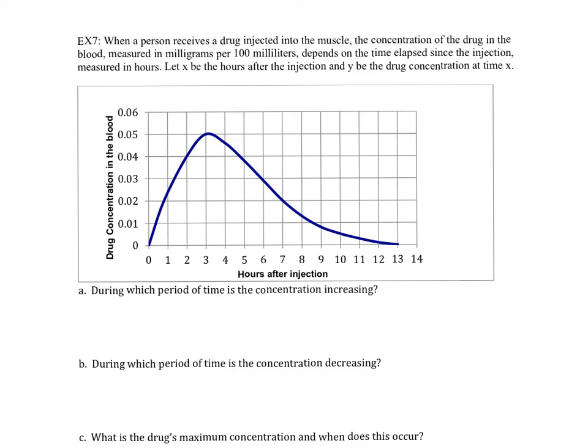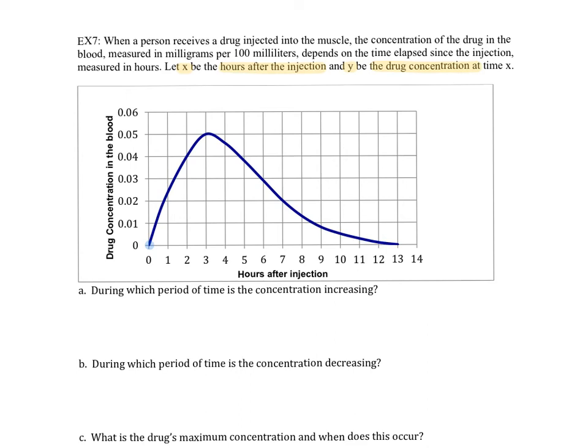So here our X value is going to be the hours after injection. Y is going to be the drug concentration. So how much drug is in your bloodstream. And here this graph, if you look at 0, 0, that first point, that means 0 hours after the injection. So you haven't even been injected yet. And there's 0 amount of drug in your system, which makes sense.